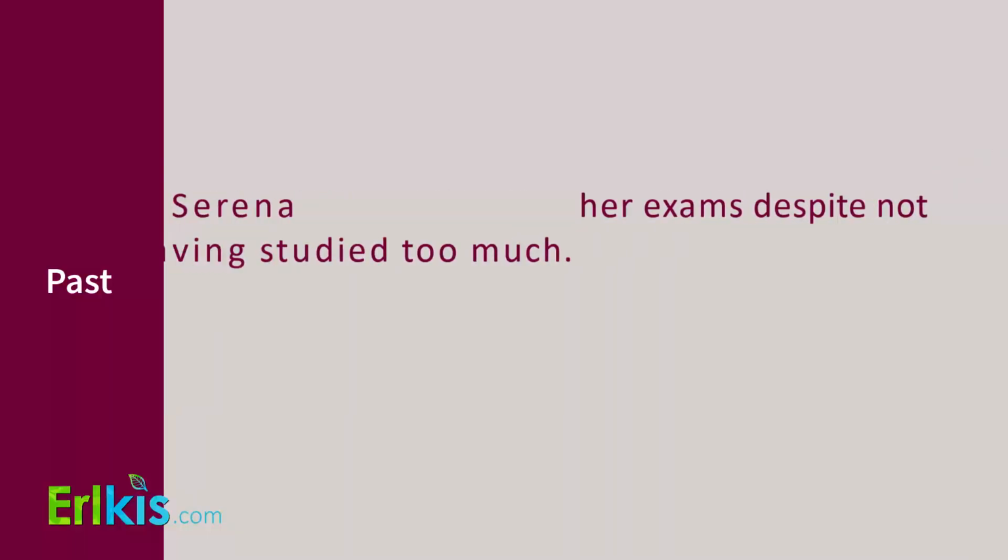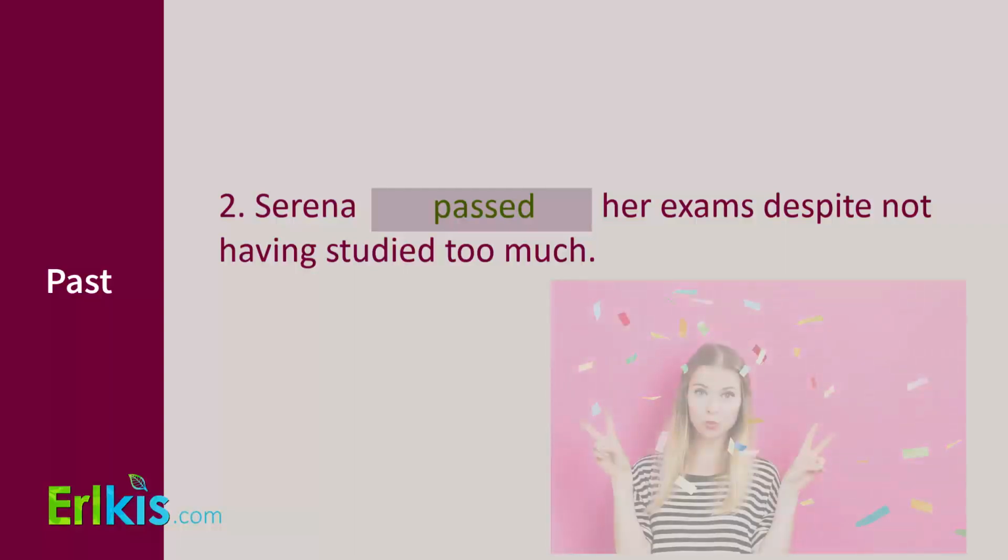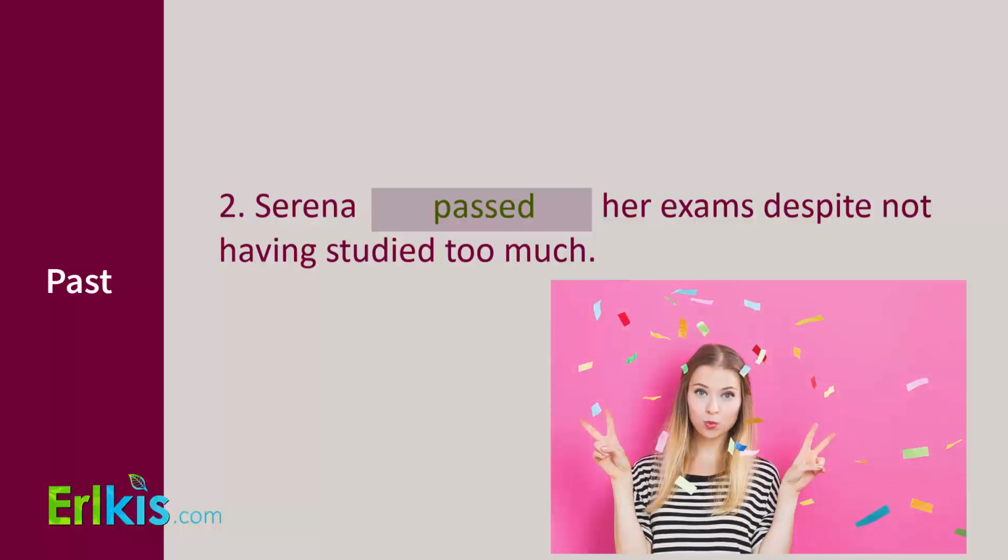Number 2, Serena had passed or was passing her exams despite not having studied too much. And the answer is passed. We want the simple past here. If you're wondering why you can't use the past perfect, well, we can't, because Serena passing her exams could not have happened before she studied.